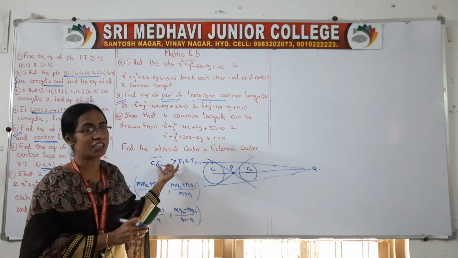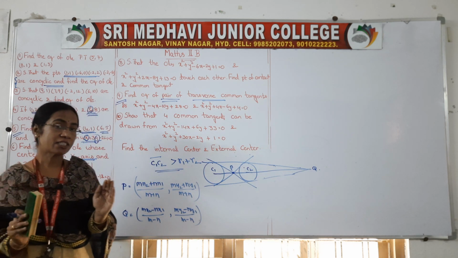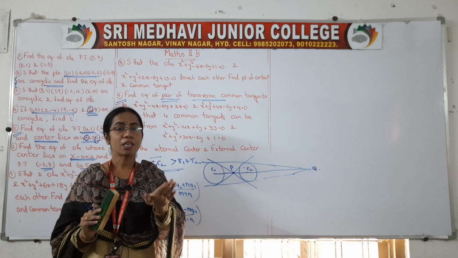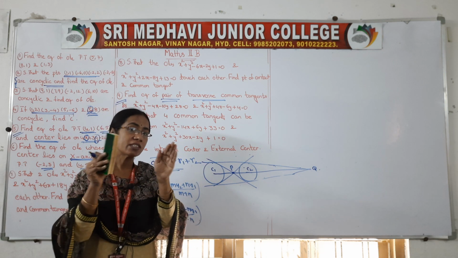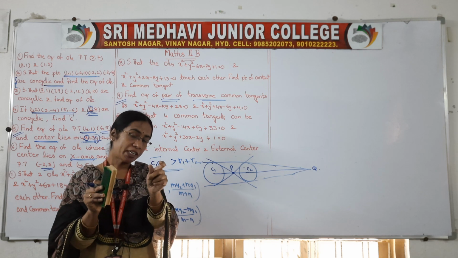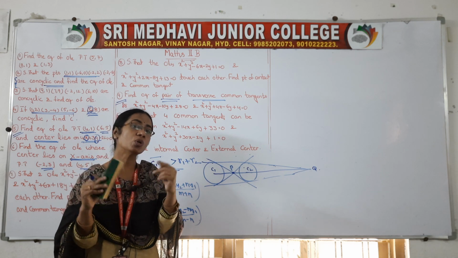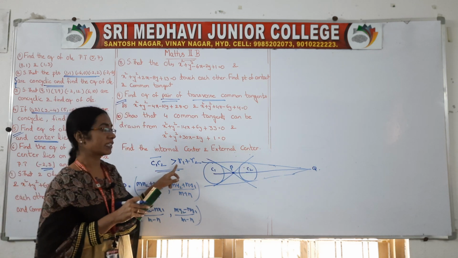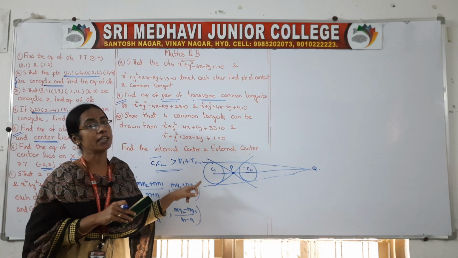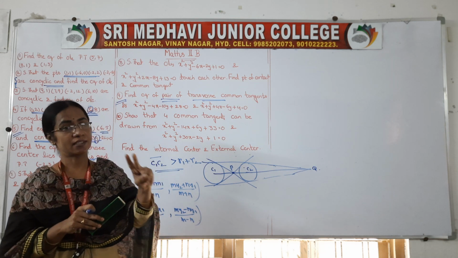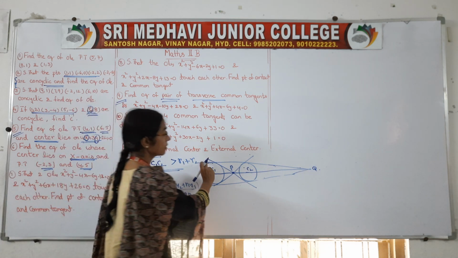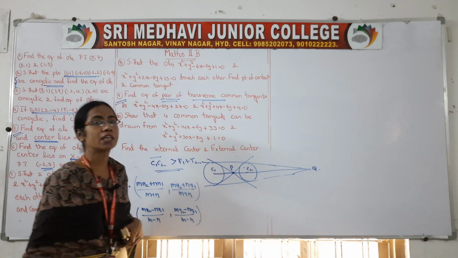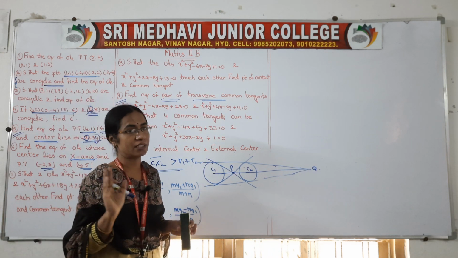So here the condition: when the 2 circles touch externally, C1, C2 is equal to R1 plus R2. If circles touch externally, the point of contact divides C1, C2 internally. Okay, and if C1, C2 is greater than R1 plus R2, then 2 pairs of common tangents are possible. One pair is called the direct common tangents, another pair is called the transverse common tangents.